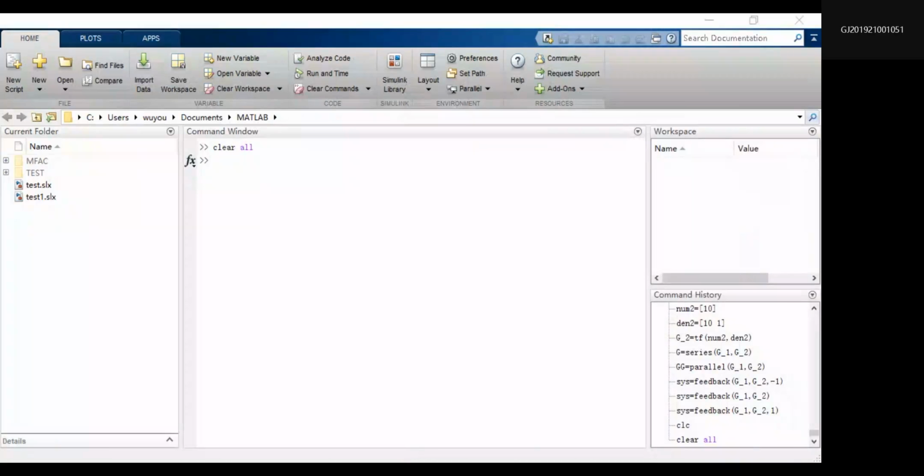Let's see how it became s squared. And then another element or another block we need here is what? Right, we need a summing point. So actually, what's the function of the summing point? It does the math for us. Minus.